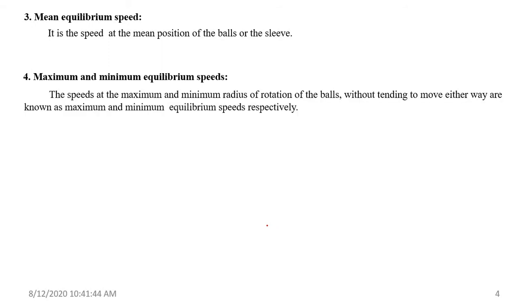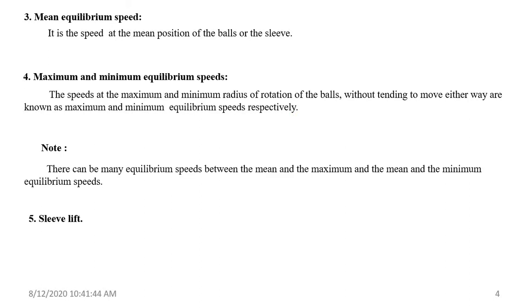Then mean equilibrium speed. This is the speed at the mean position of the ball or the sleeve. Then the fourth one is maximum and minimum equilibrium speed. The speeds at the maximum and the minimum radius of rotation of the ball, without tending to move either way, are known as maximum and minimum equilibrium speeds. The last one is sleeve lift. How to define sleeve lift? It is the vertical distance which the sleeve travels due to change in equilibrium speed. Okay. It is the sleeve lift.